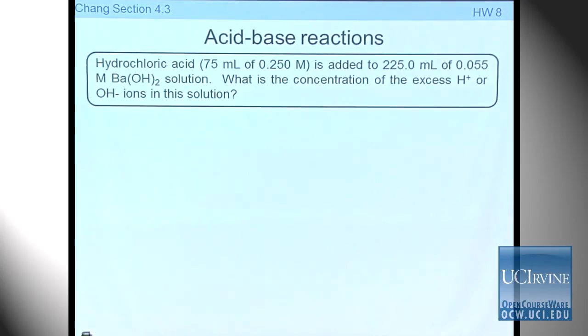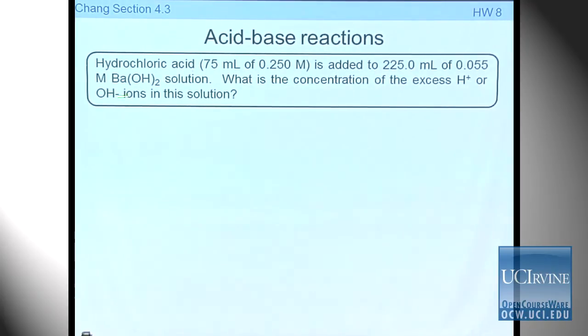Okay, another example. Hydrochloric acid is added to barium hydroxide. And luckily for me, the volumes and the molarities are given for each solution. That means I can immediately get to the number of moles of these things. The question is, what is the concentration of the excess H plus or OH minus ions in solution?